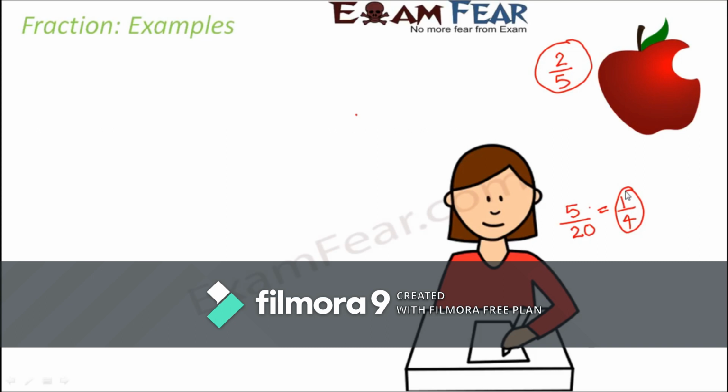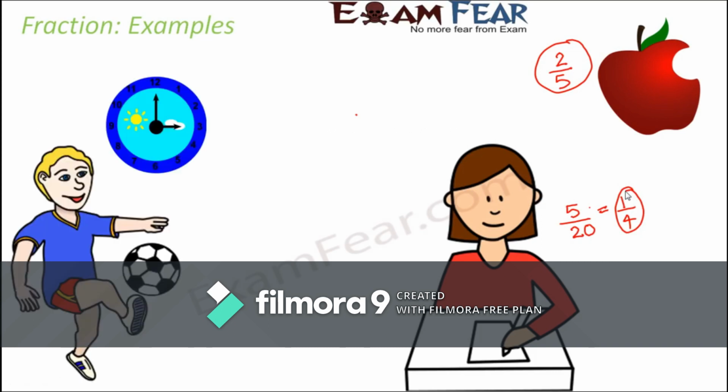Let's say that a boy practices football every day for 10 hours. So every day 10 hours. Now if we ask what fraction of the day does he practice football? Now in a day, how many hours do we have? We have 24 hours in a day, and out of those 24 hours he spends 10 hours in practicing football. That means he spends 10 by 24th of the day in football.